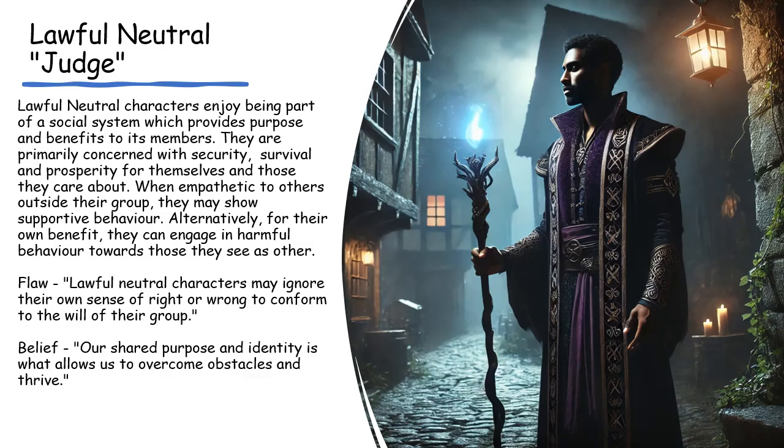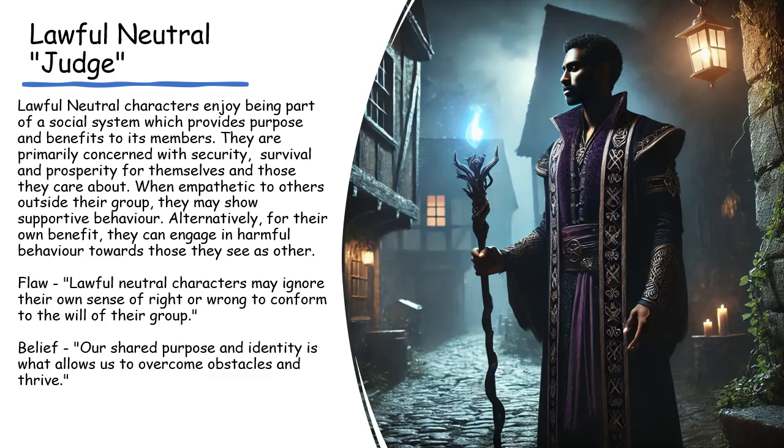Lawful neutral characters enjoy being part of a social system which provides purpose and benefits to its members. They are primarily concerned with security, survival, and prosperity for themselves and those they care about. When empathetic to others outside their group, they may show supportive behavior. Alternatively, for their own benefit, they can engage in harmful behavior towards those they see as other.